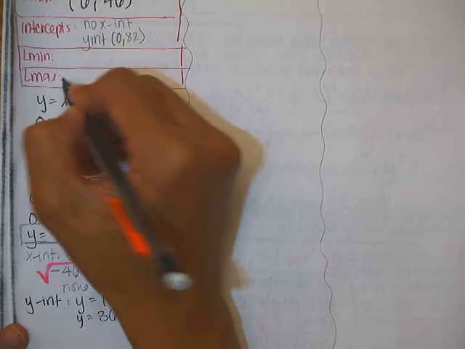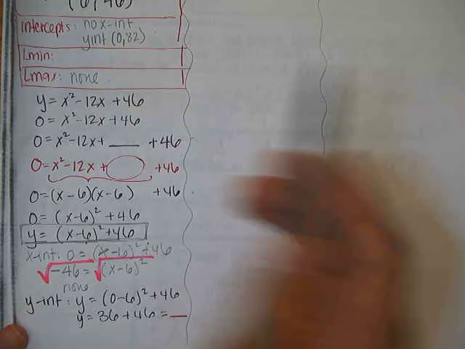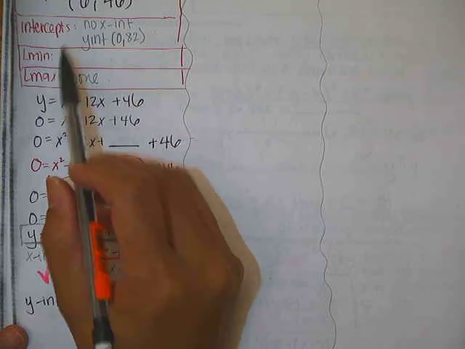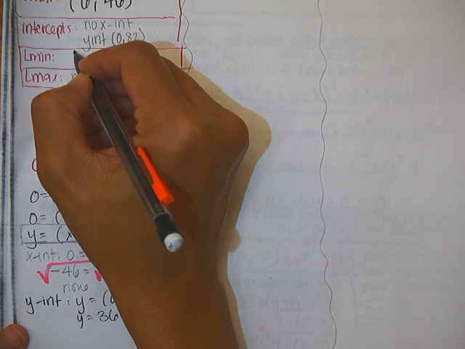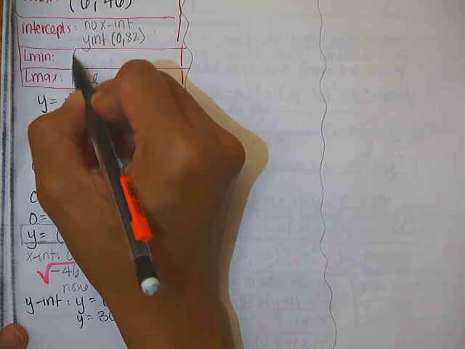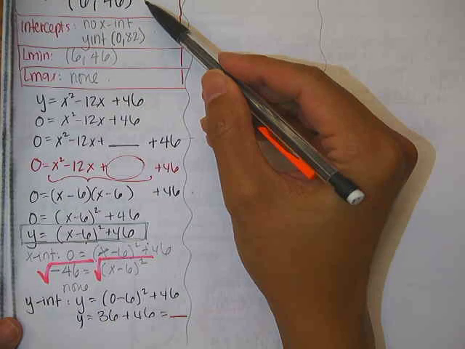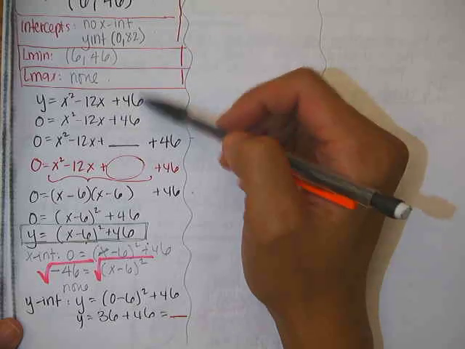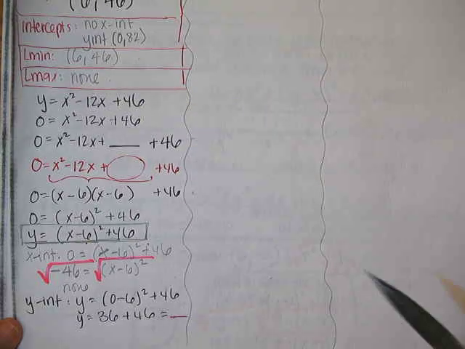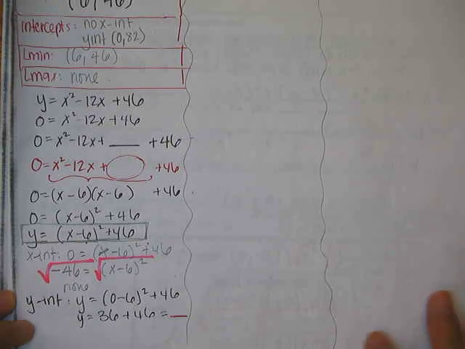So local max, I can say none right away. I'm sorry, local max is none. Local min is the same as the vertex. It depends on how it opens. But these two, the min and the max and the vertex, they're identical. You just have to know which one to write that vertex piece in.